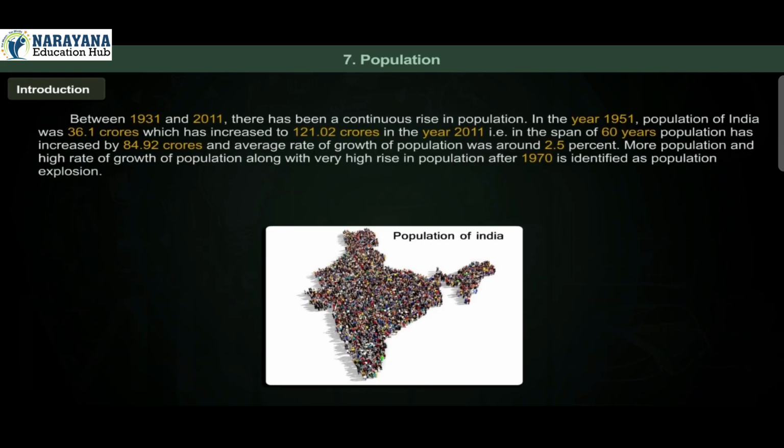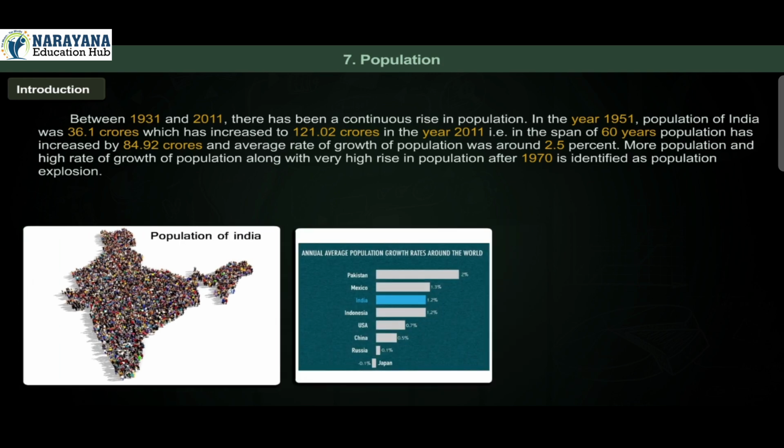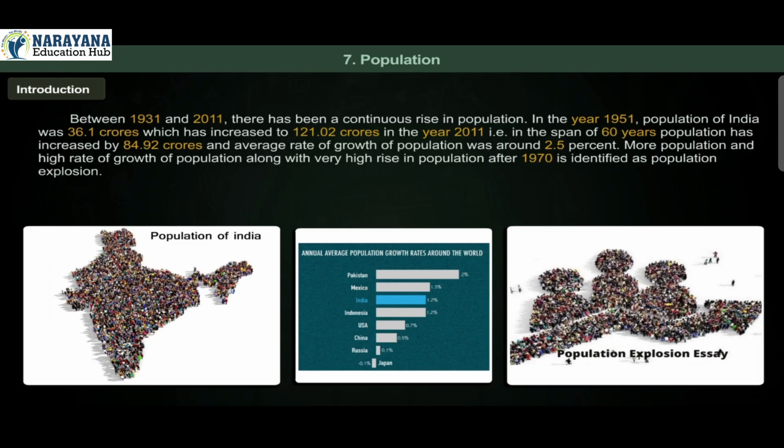Between 1931 and 2011, there has been a continuous rise in population. In the year 1951, the population of India was 36.1 crores, which has increased to 121.02 crores in the year 2011. That is, in the span of 60 years, population has increased by 84.92 crores and the average rate of growth of population was around 2.5%. More population and a high rate of growth of population, along with a very high rise in population after 1970, is identified as population explosion.